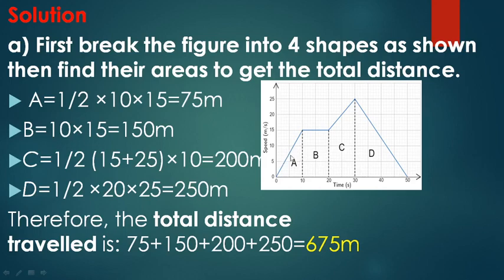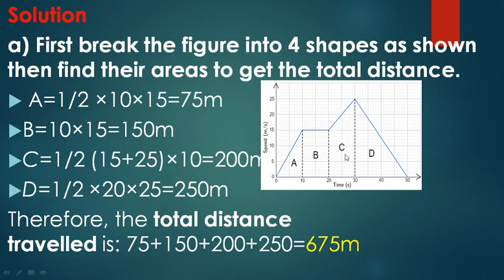So the first area is a triangle, and the area of a triangle is half base times height. So it is half times the base, which is 10, times our height here, which is 15, which gives you 75 meters. Then the second part is a rectangle, which is length times width. The width here is 10 times our length 15, which gives you 150 meters.